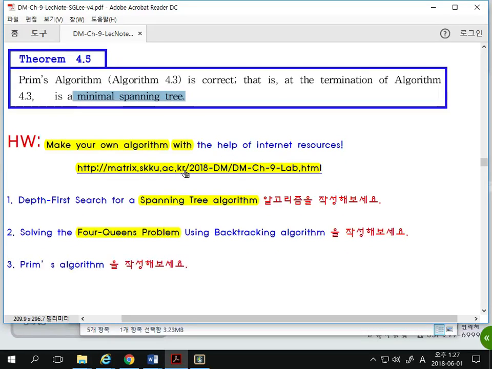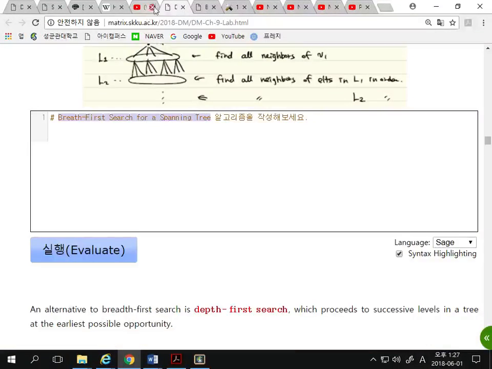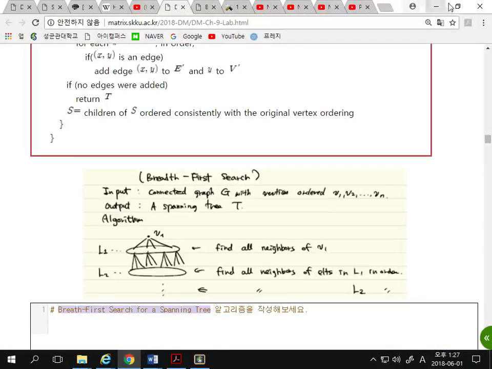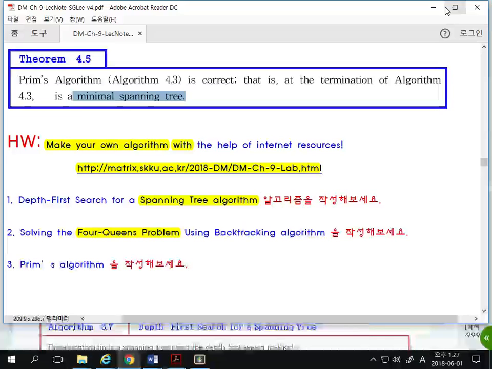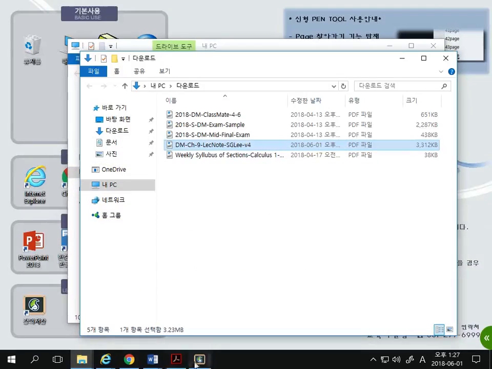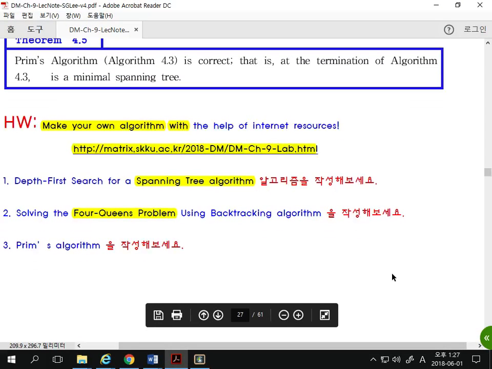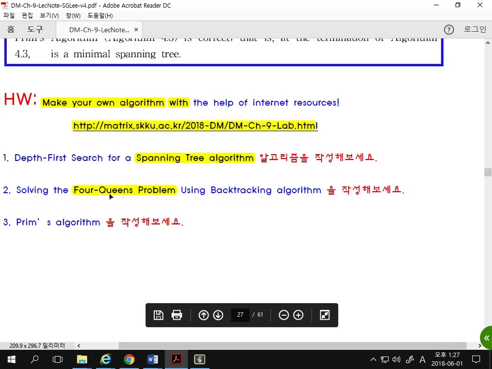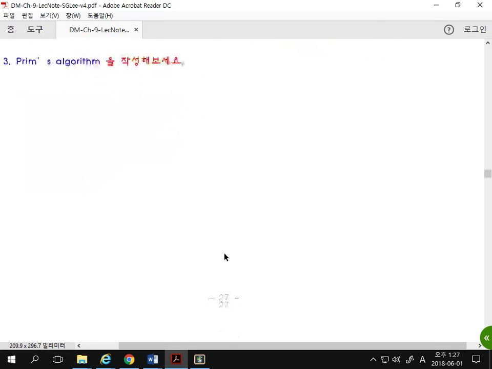And I have shown you some examples of code, and I asked you to make an algorithm from the given pseudocode that works, even though you can find code that was already made. So depth first search, Fleury's problem, and Prim's algorithm are good examples to practice.